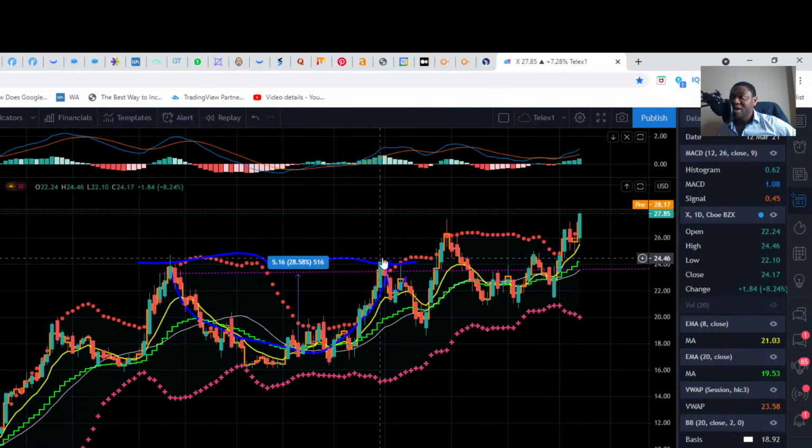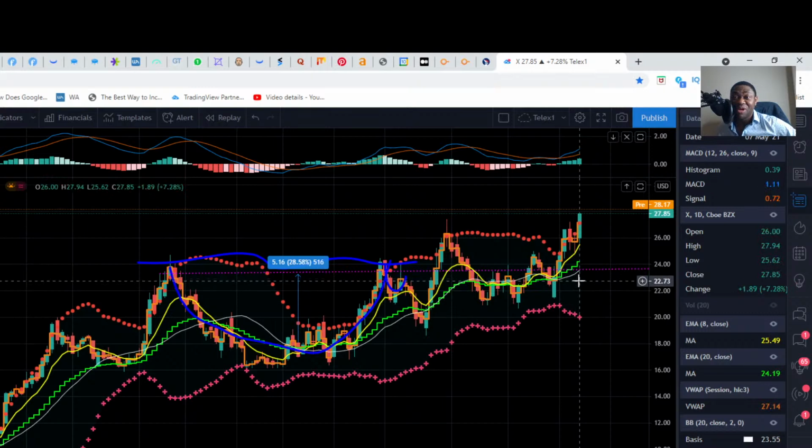It tried to break out, failed, then retreated all the way below the EMAs, the green line. So now here's another attempt. Folks, what can we expect? We can expect that if this attempt fails, this week we could be trading this stock at $24. That's $4 from where it is right now.